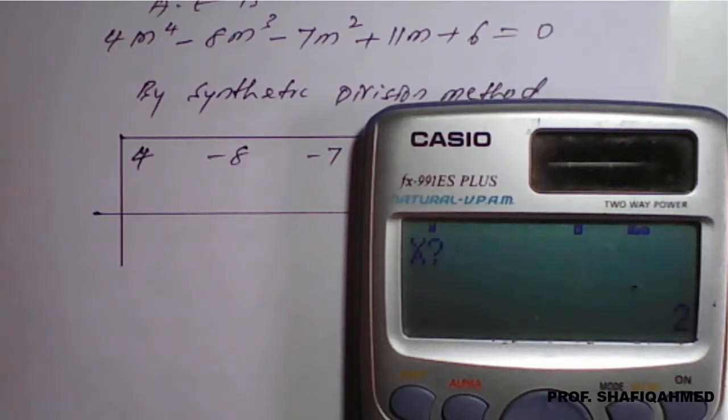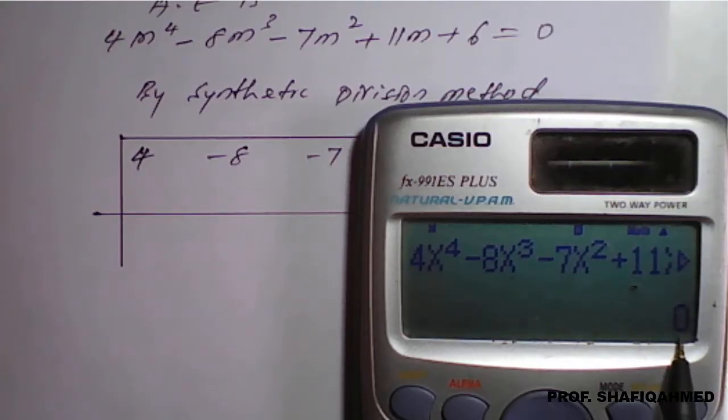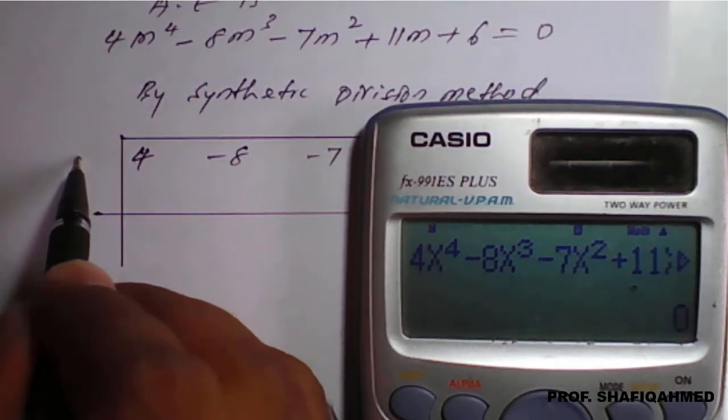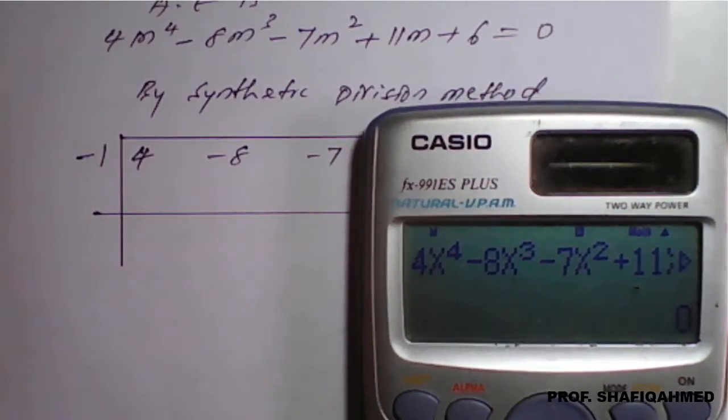Go for the calc option. We'll check with 1. The answer is coming 6, so this does not satisfy the equation. Then check with -1. Yes, with -1 it is satisfying, it is coming 0. So minus 1 is the first root.